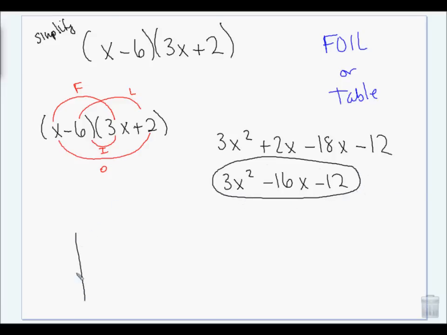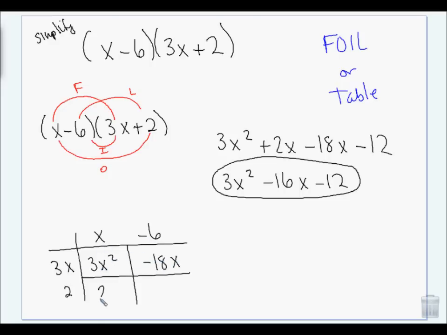If you prefer the table, I get x plus 3x is 3x squared. 3x times negative 6 is negative 18x. 2 times x is 2x, and 2 times negative 6 is negative 12. And I combine the like terms on the diagonal to give me 3x squared minus 16x, and then negative 12. So, same answer, different process. Pick the one that appeals to you.